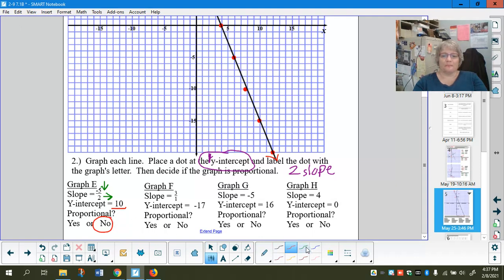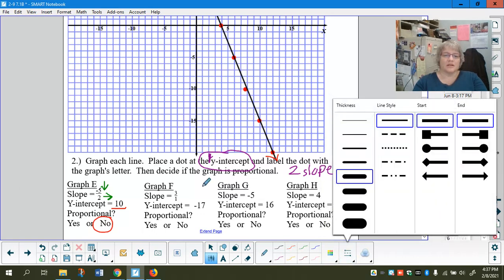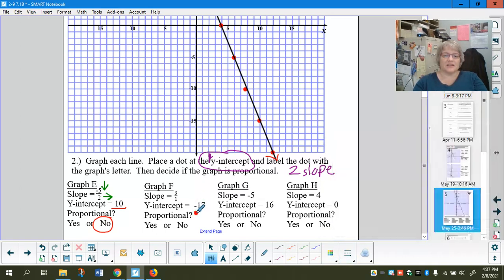Okay, let's do another one. So, y-intercept is negative 17. So start at 0, 0, go down to negative 17, put a dot. Slope is 3 over 1, so I'm going to rise 3 and I'm going to run 1. 1, 2, 3, 1. Dot. 1, 2, 3, 1. Dot. And keep going until you run out of graph paper.